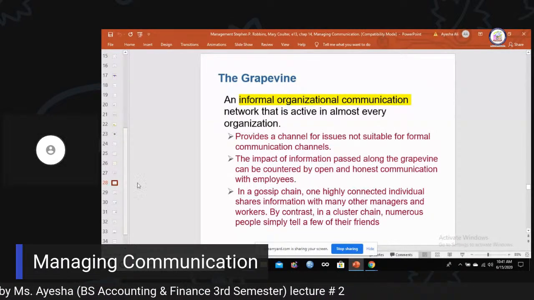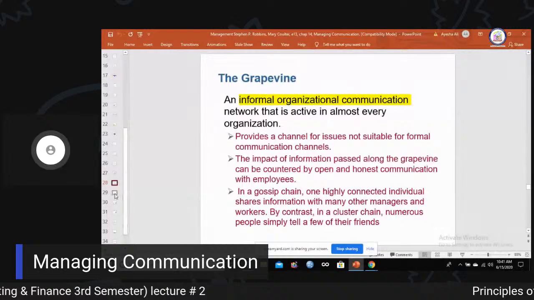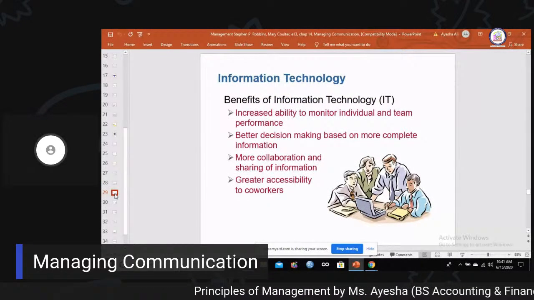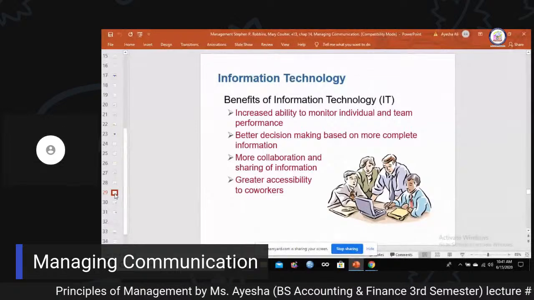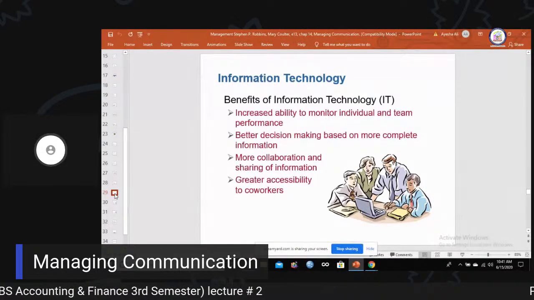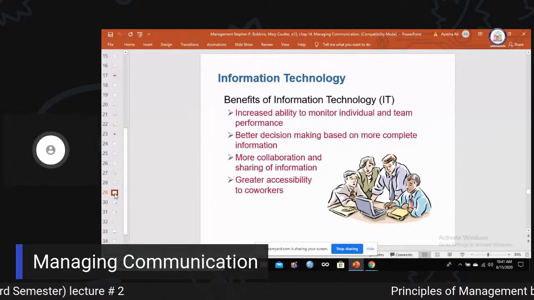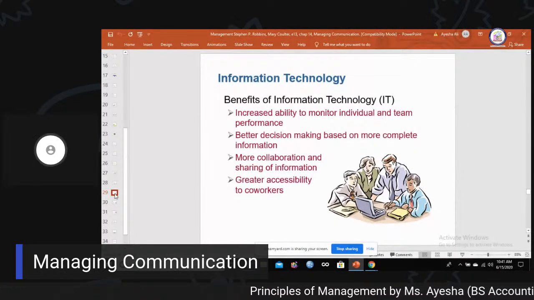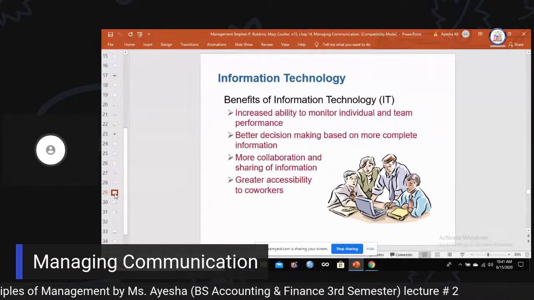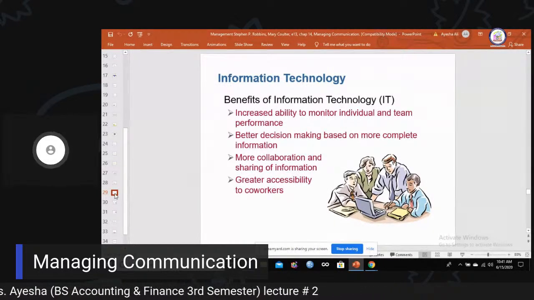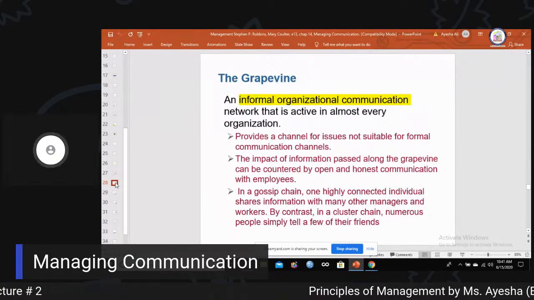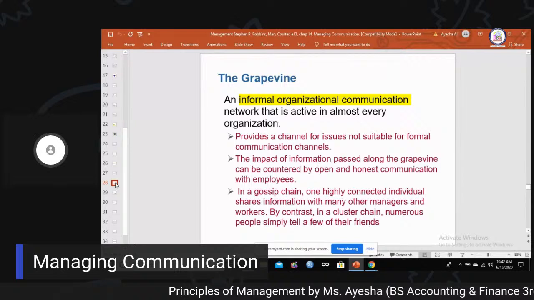grapevine communication. It's fast and efficient in some ways. Sometimes it's really productive and constructive. The organization gets many benefits from it, and sometimes it's destructive. So it totally depends. Basically, why does it occur in organizations? Basically, the employees want to know the truth.